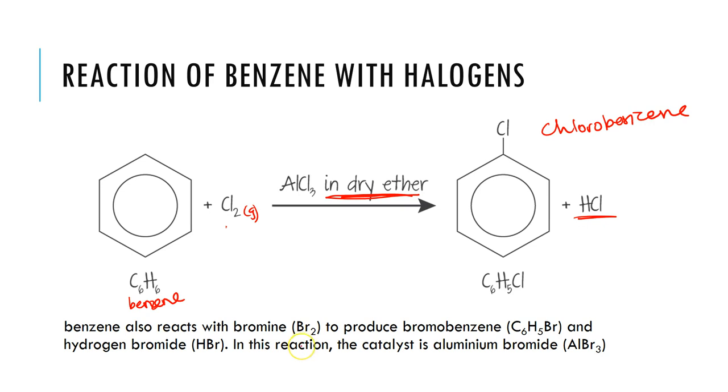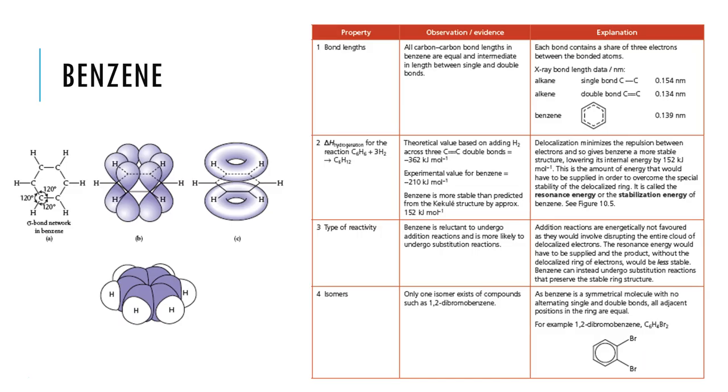Okay, so we can also form bromobenzene. In this case, however, we will form HBr rather than HCl, and we will use an aluminium bromide catalyst rather than an aluminium chloride catalyst. So there we go. That's pretty much all we have to know about benzene. There is a summary for it in your textbook.